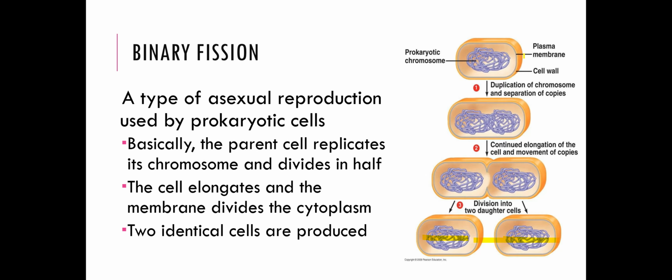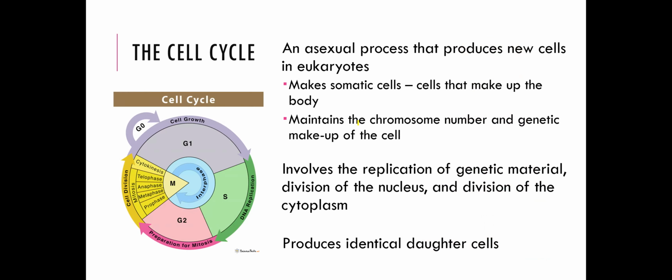Okay, so they're going to be just like the parent cell. And this is how our bacteria reproduce. Now the cell cycle is also going to be an asexual process, and the reason it's asexual is because we're getting identical daughter cells. But this is the process that we're going to see in eukaryotes. And this is what we use to make new somatic cells.